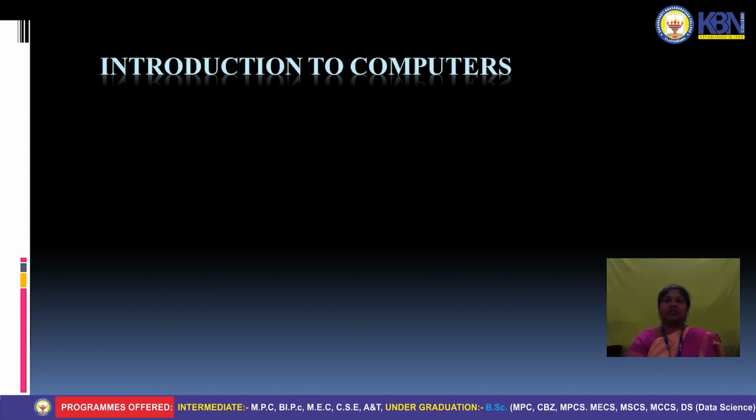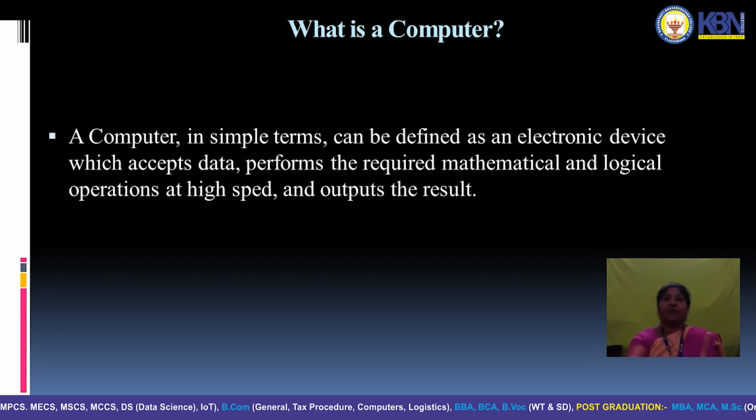So first one, what is a computer? You know very well about computers. Wherever you go, you will see computers. For example, for booking tickets at railway stations, bus stations or cinema tickets, we can use computers. Now see what the definition of a computer is.